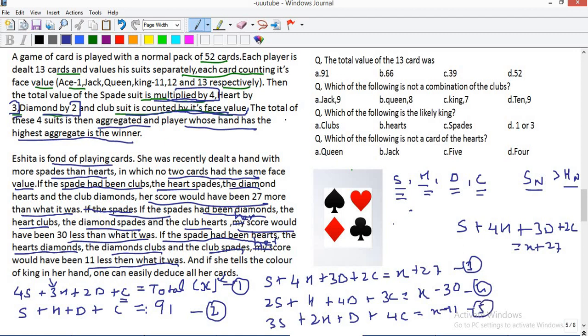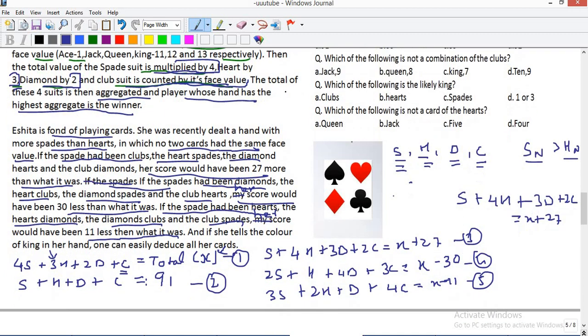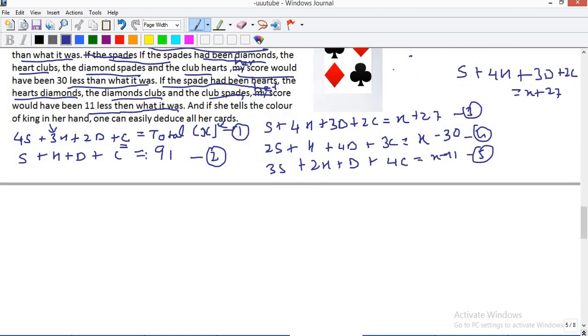Okay, now I've got 5 equations and 5 variables and I have to solve. I'll quickly write down these equations on the next page, so that it becomes easy for me to solve. So let me write all the equations here. First equation is nothing but 4S plus 3H plus 2D plus C is equal to X.